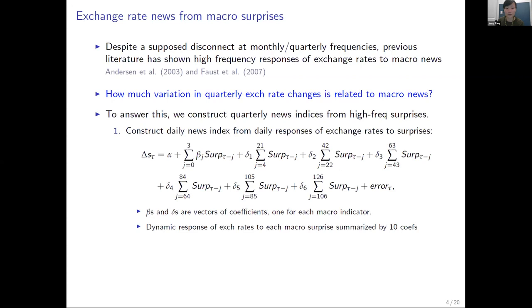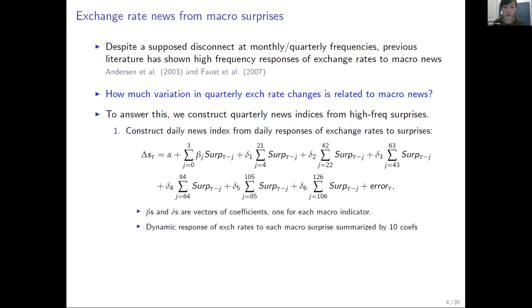To do so, we first run regressions at a daily frequency of exchange rate changes on macro news surprises. It's a pretty long expression, but essentially what we're doing is regressing a one-day change in exchange rates on surprises that occurred today and in the previous 3 trading days. And importantly, we're also including in this regression lags of these surprises from the previous 6 trading months, where we're summing over months just to reduce some dimensionality in this regression.